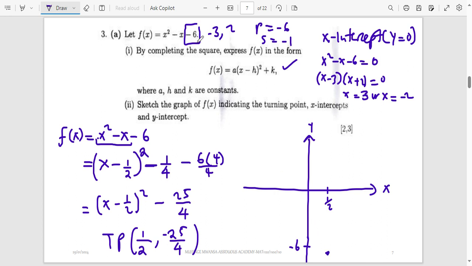The y-intercept is negative 6. So the graph will be passing here. The graph is also passing at positive 3. Let's say positive 3 is here. And negative 2, let's say negative 2 is here. So the graph is supposed to move like that. Come and pass here and go and pass there. Okay, something like that. Just make sure that you show this coordinate here as 1 over 2 comma negative 25 over 4.